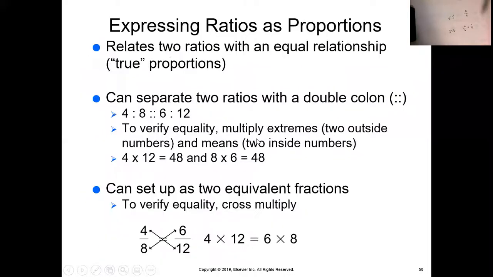In your slides here, expressing ratios as proportions. Now, ratio and proportion is going to be a topic that we cover very soon in these next coming weeks, and it's going to stick with us once again throughout the entire book. So this is a very important concept. Let's just get an example.